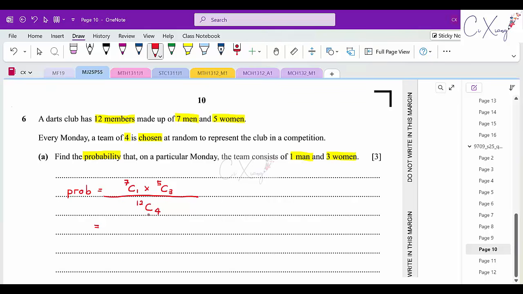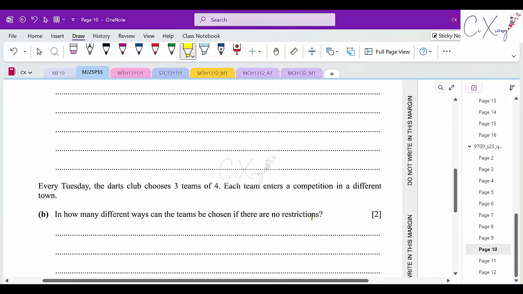Then after that, you just need to simplify it. You'll be having 14 over 99. Or if you want, you can put it into 3 significant figures, 0.141. So this is what you have for part A. Then let's continue to part B.